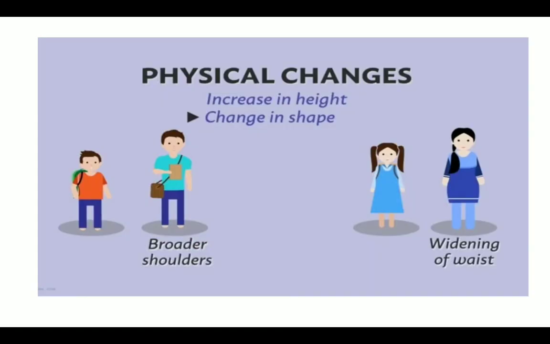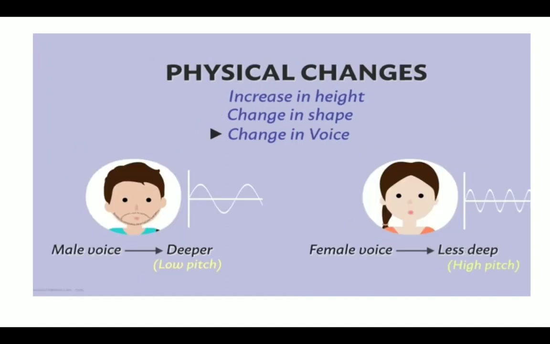And there will be increase in height, change in shape. See, for male, the shoulder will be broader, and for female, the waist will be broader. This change is also brought about by the regulation of the hormone only.